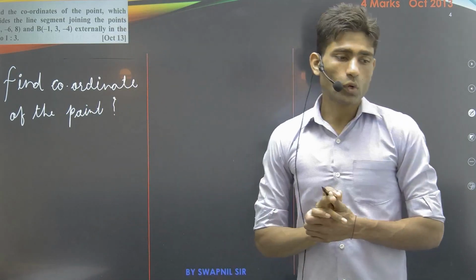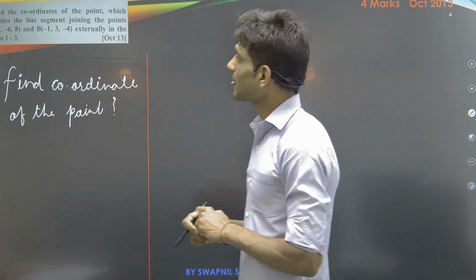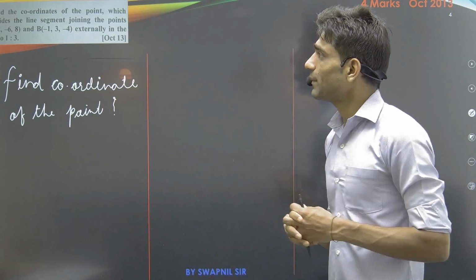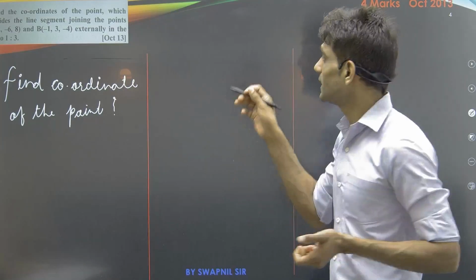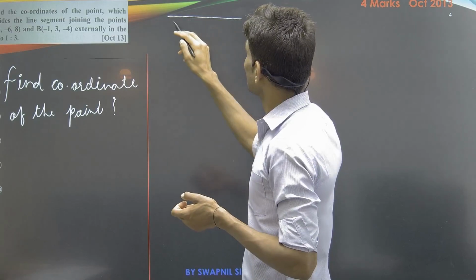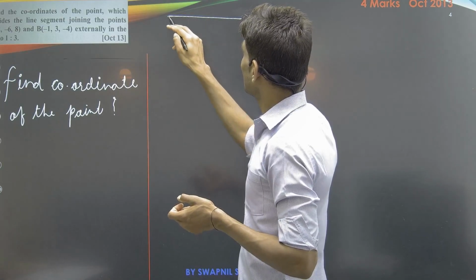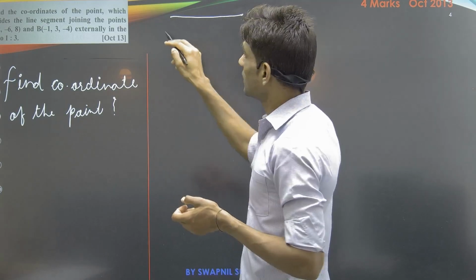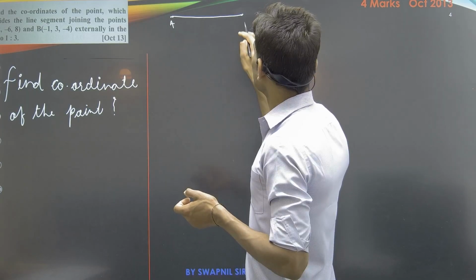So we want the coordinates of the point which divides the line segment AB.